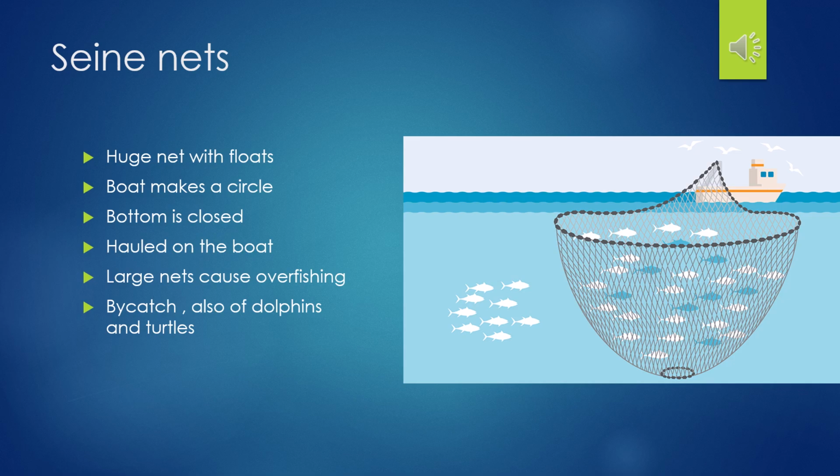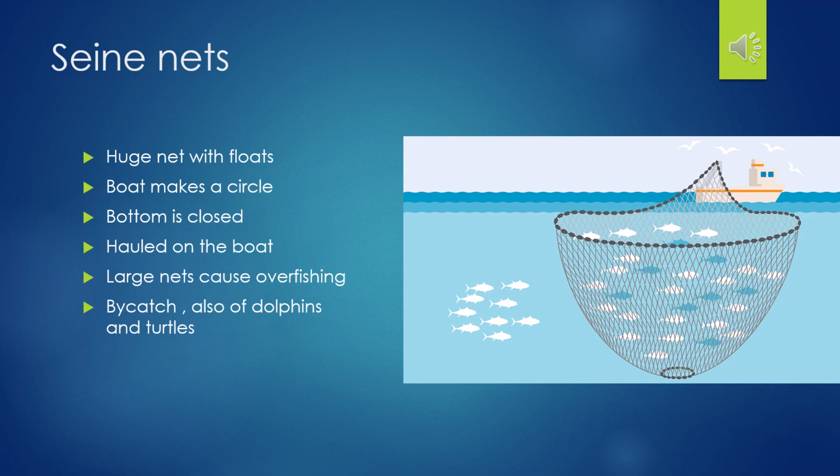In this net, your boat makes a huge circle, and the upper part of the net has floats and the bottom has weights. So when you make a huge circle like this, in the end you make a huge purse, which makes it impossible for the fish to escape. When the circle is complete, the drawstring rope is pulled so that the base of the net is closed, and then it's all hauled in on the boat.